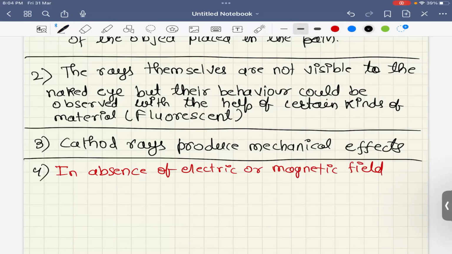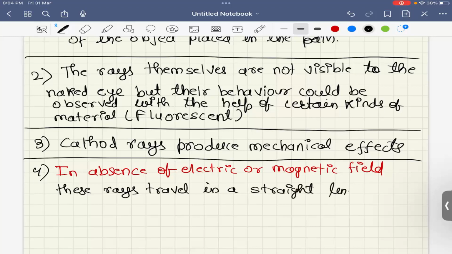right? These rays travel in a straight line. Okay. However, whenever electric or magnetic fields are applied, these rays deviate.